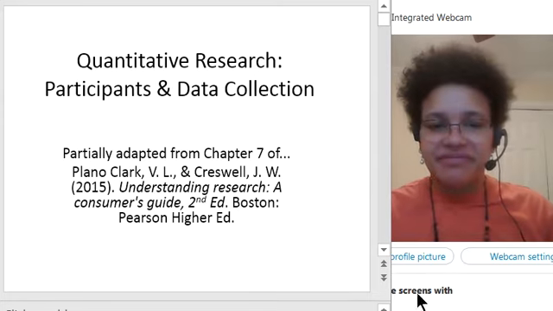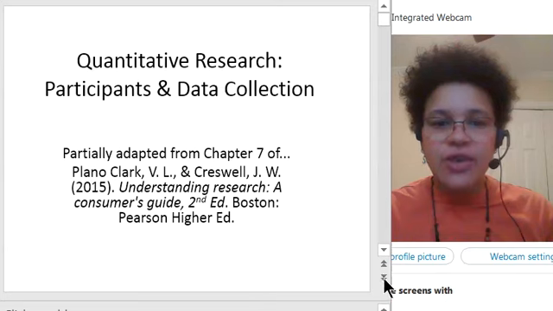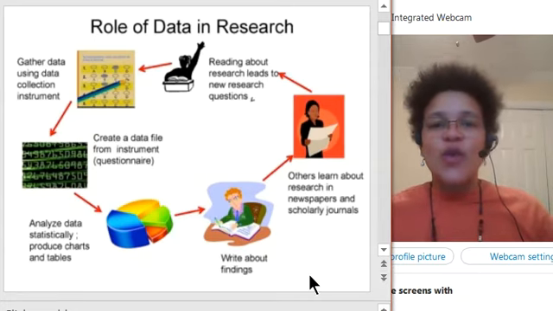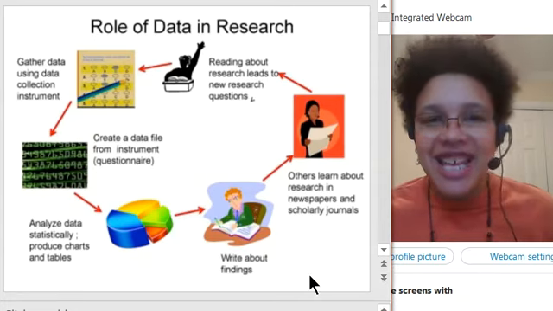Okay. Now, some of these concepts that we're going to talk about today I've referred to in other lessons, and so we get to dive in today. Okay, first, let's just get an overview of the role of data in research.